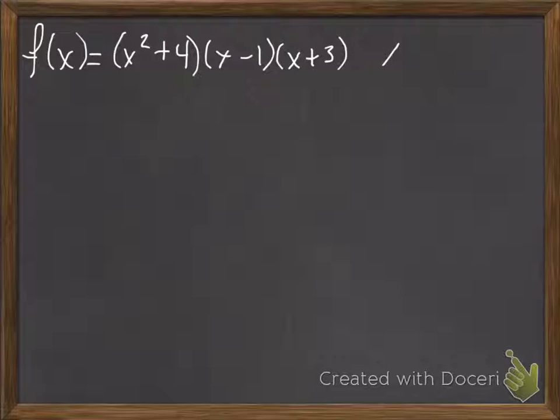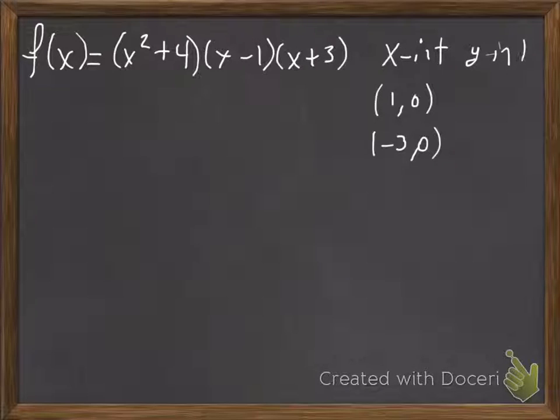So we have x-intercepts at 1 and negative 3 from those two factors. So (1, 0) and (negative 3, 0). If we plug in 0 for the x, we're going to have 4 times negative 1 times 3, and that's going to give us a y-intercept of negative 12. Okay, so there's our intercepts.